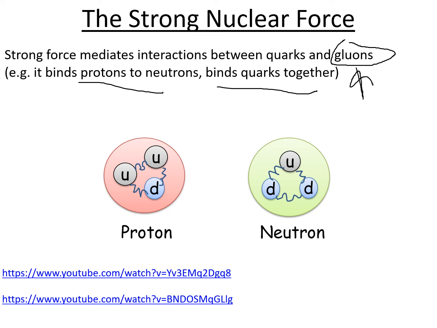Now, without the strong nuclear force, you wouldn't be able to have atoms, because an atom, if you think about it, is made up of a proton and a neutron. So these are combined together to give you the nucleus of the atom. So the strong nuclear force is really important for having atoms.